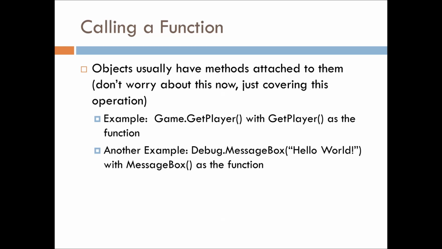Calling a function, don't worry too much, just covering it as a basic operation. All objects, like actors, object references, so on and so forth, have methods attached to them. Let's consider the game object real quick. Game.getPlayer. GetPlayer is your function and it returns the player. Another example that we use for hello world, debug being the object, and then dot messagebox. Messagebox being the function, and it was passed the string hello world.